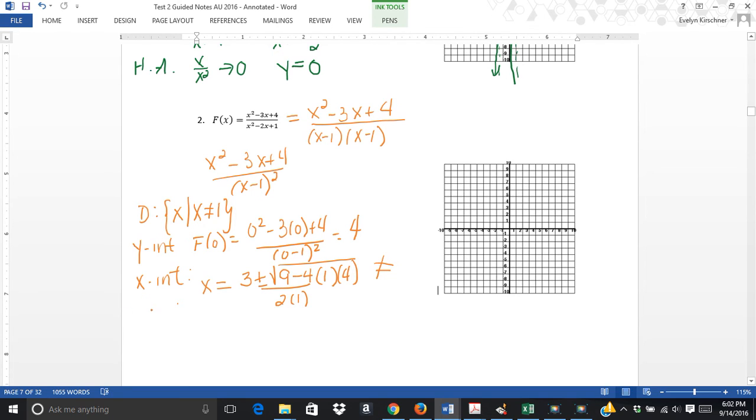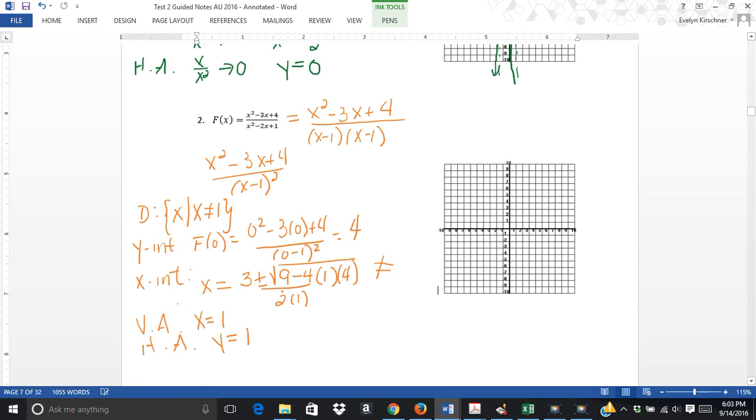Next thing I want to do is find my vertical asymptotes. Well, since I couldn't reduce, I know I have a vertical asymptote at x equals 1. And because of the multiplicity of 2, they're either both going to be in the positive direction or both going to be in the negative direction. So we'll see how that looks when we try to graph it. Horizontal asymptotes, I have x squared over x squared, so that's y equals 1.